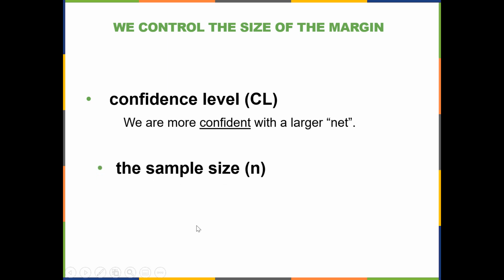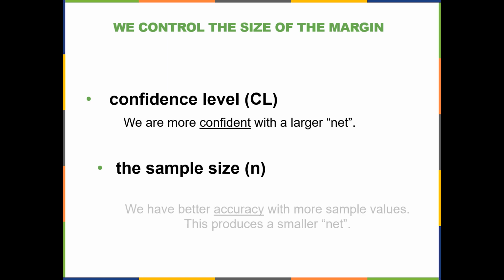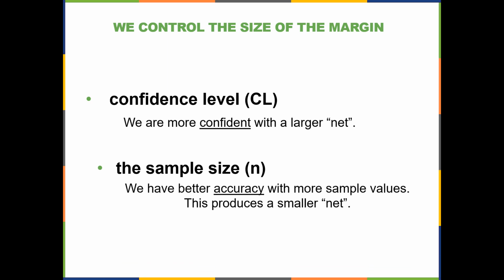The sample size also affects the size of the margin of error. We have better accuracy when we collect more sample values, so this produces a smaller net. If you can imagine having a better skill level, you would need a smaller net. You wouldn't need such a large net.